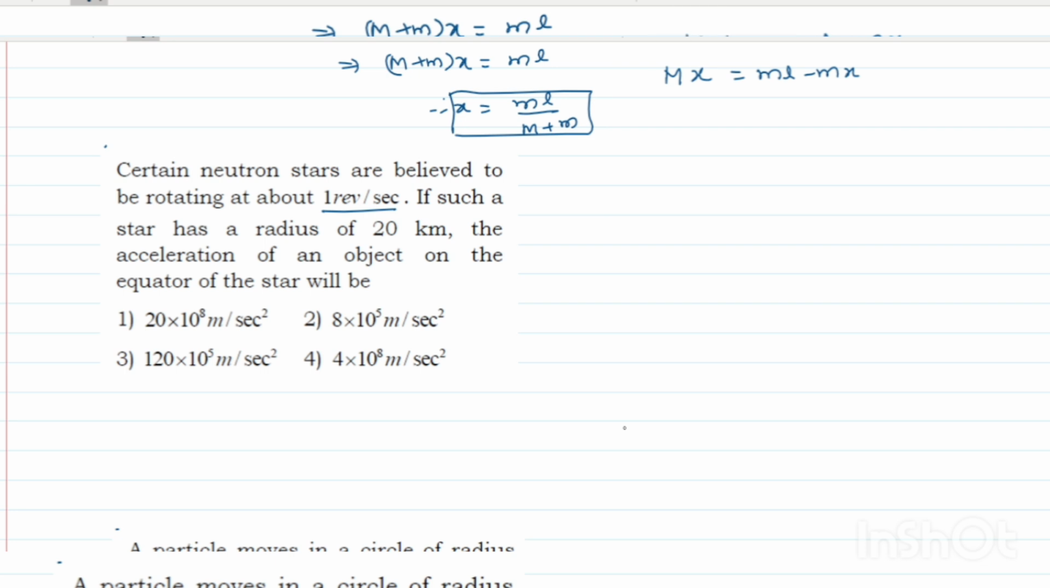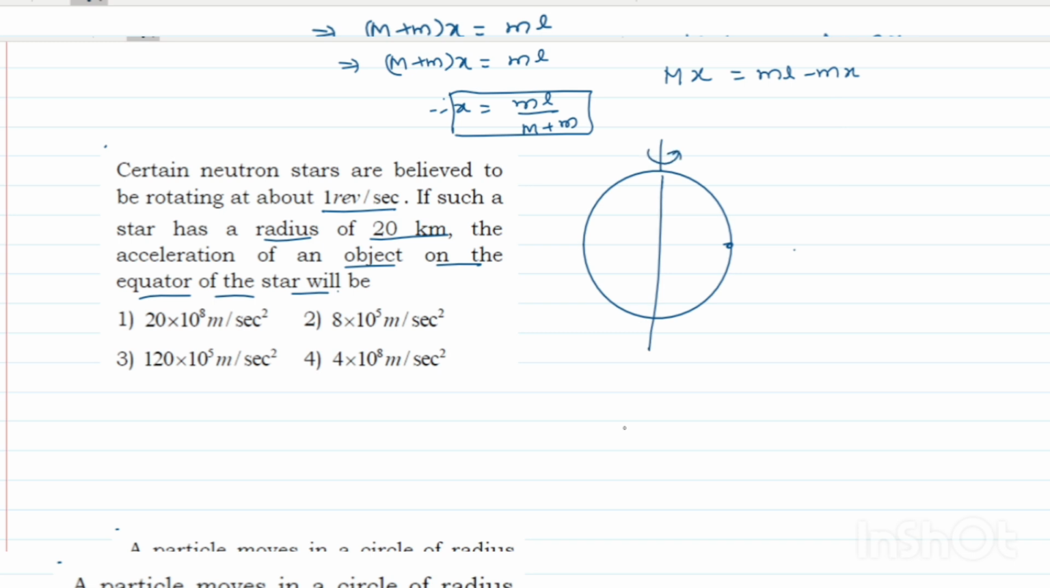If such a star has a radius given as 20 km, what is the acceleration of an object on the equator of the star? So here you can take a neutron star that is going to be rotating about this axis.